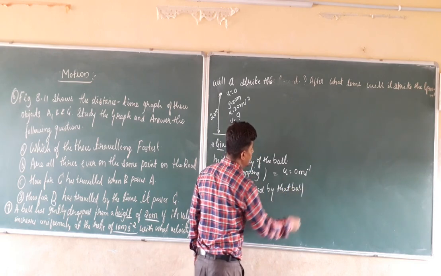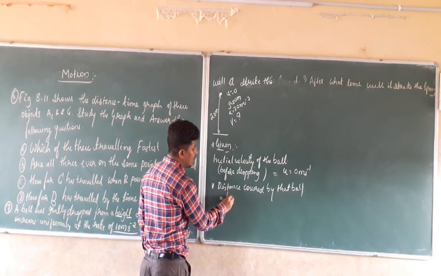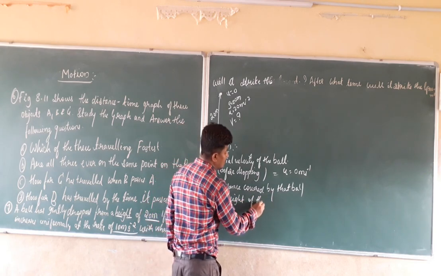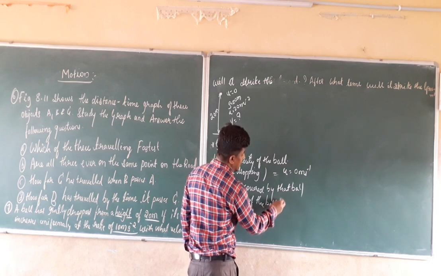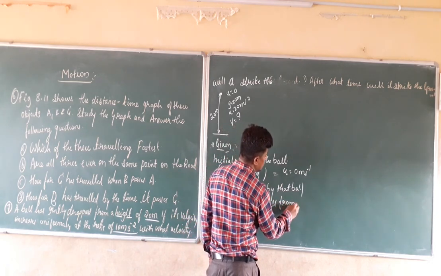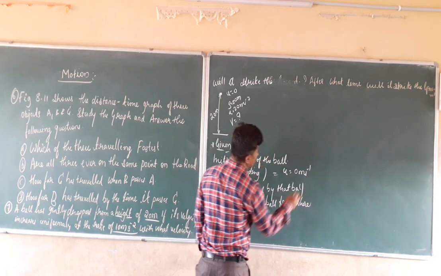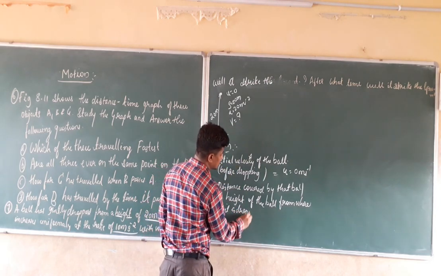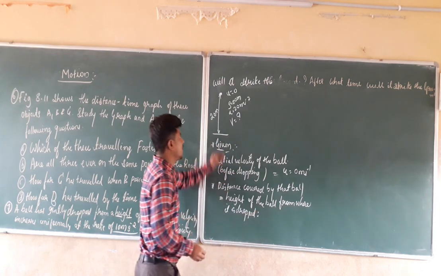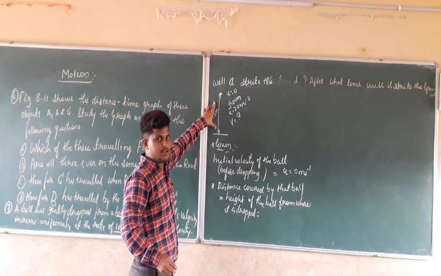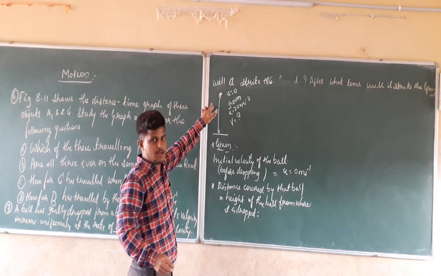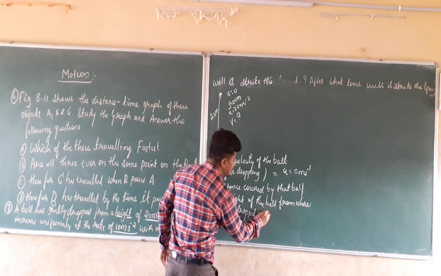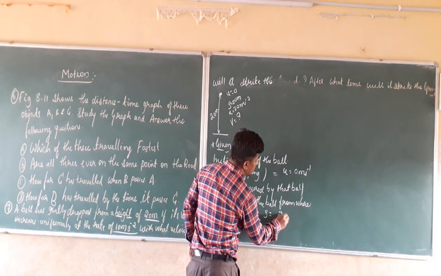Distance covered by that ball is equal to how much? It is equal to the height of the ball, from where it is dropped. It is going to cover this much distance only. So the height of the ball will be equal to the total distance covered by that ball. That is given as s equal to how much? It is equal to 20 meters.